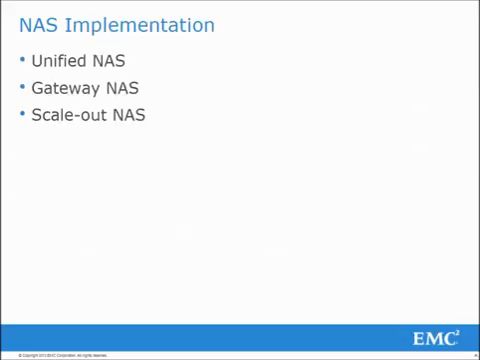NAS implementation. There are 3 main NAS implementations. These are Unified NAS, Gateway NAS, and Scale-out NAS. Let's look at them individually.